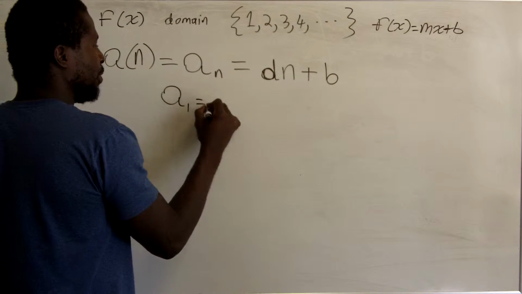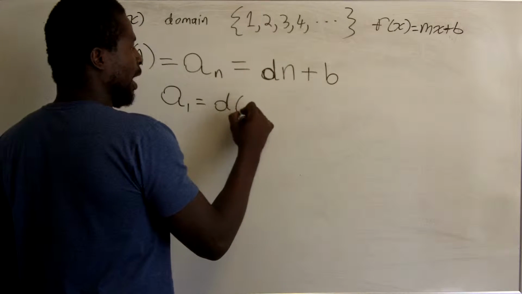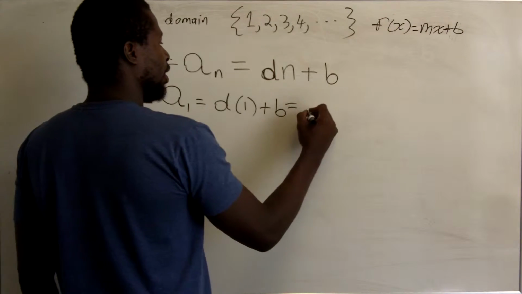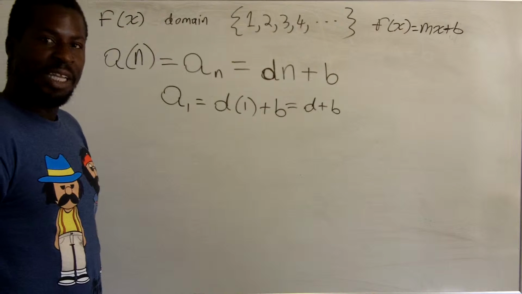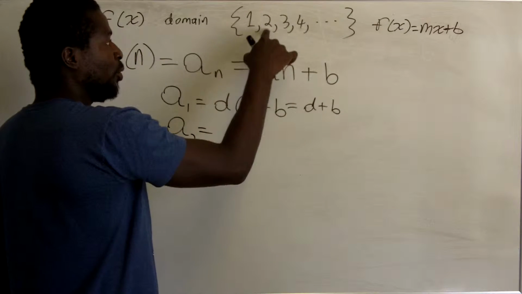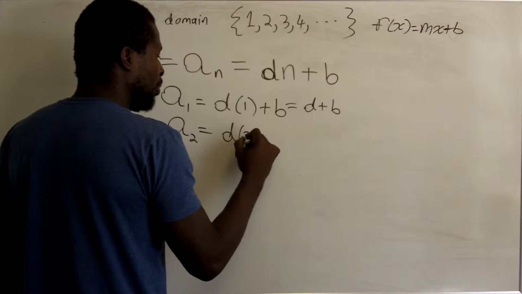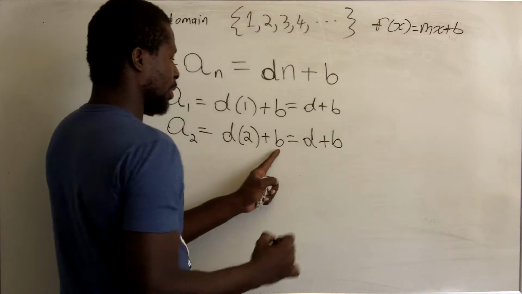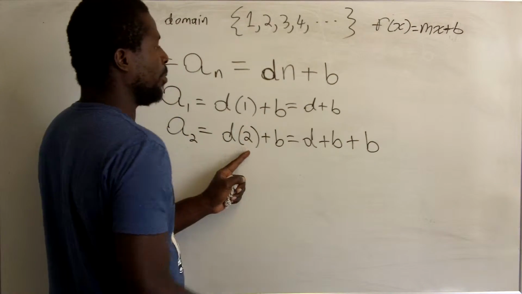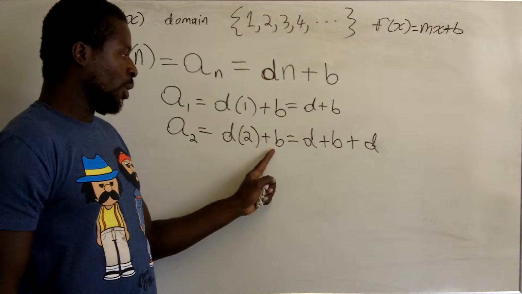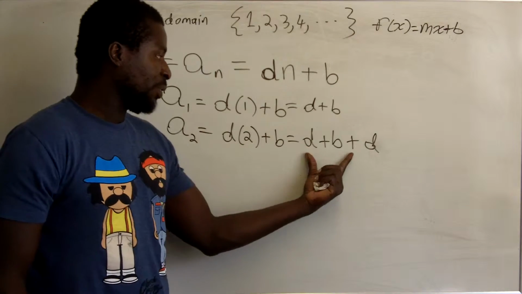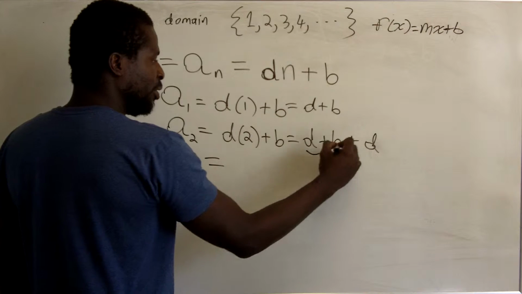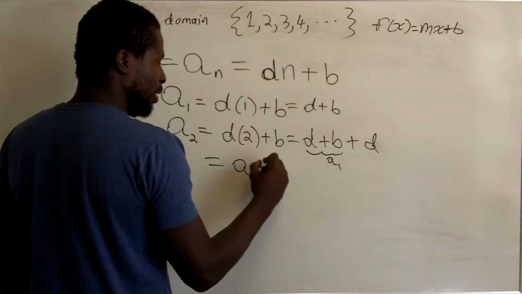The first term of such a function, a1, would be d times 1 plus b, which is just d plus b. The second term of such a sequence, a2, when I plug 2 in, is going to be d times 2 plus b. I have the d plus b, and then I have an extra d. You see, I have two d's and one b. So I have d plus b, which is actually a1. a1 is equal to d plus b. So I can rewrite this as a1 plus d.